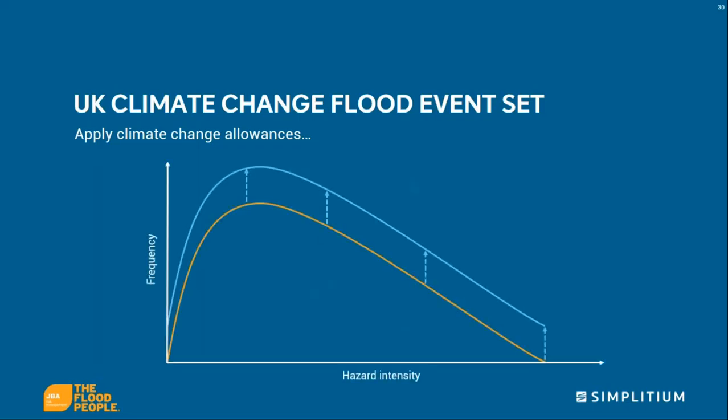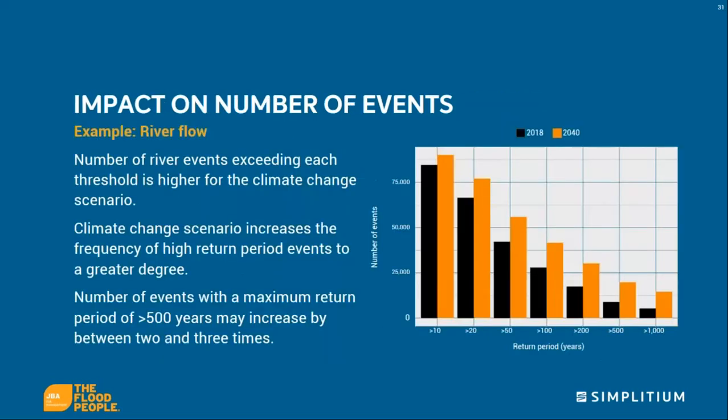Now, what we haven't done is just to blanket uniform adjust our UK climate change flood event set. So what impact does this then have? Well, the number of events in our event set has not changed, but the number of events exceeding a return period threshold has. And this is what the plot on the right-hand side is illustrating. The graph shows the number of river events in the original event set, so our UK flood event set used in our UK flood model 2018, denoted by black bars. This is alongside the number of events in the modified event set with a maximum effective return period exceeding the return period thresholds on the x-axis.